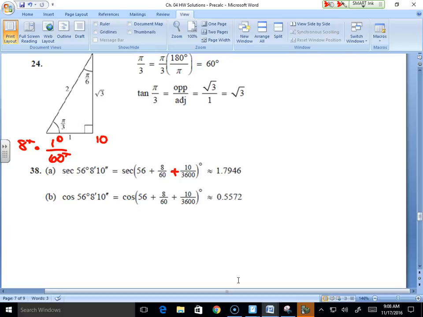Then how do we convert 10 seconds? Do you remember? How many seconds are in 1 minute? 60. That's not all the way. What else do we have to do? We have to keep going to get to degrees. 1 degree, 60 minutes. Aha! So 10 over 3,600. That's the conversion way, reminding us of what minutes and seconds are, which is good review.